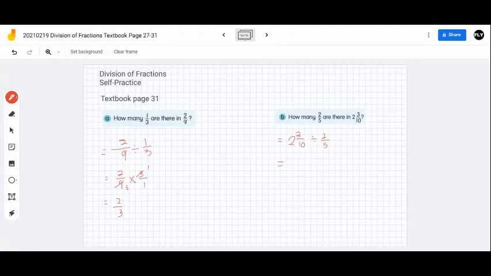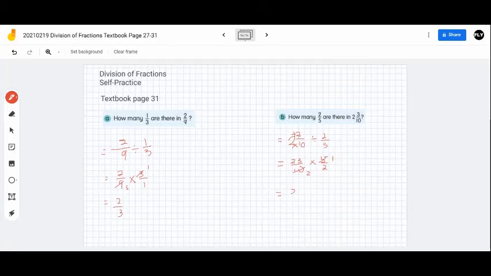So this is a mixed number. Change it to an improper fraction. 10 times 2, 20, plus 3, 23 over 10 times 5 over 2. Can it be simplified? Yes. 5 times 1, 5. 5 times 2, 10. So this one is the simplest form.